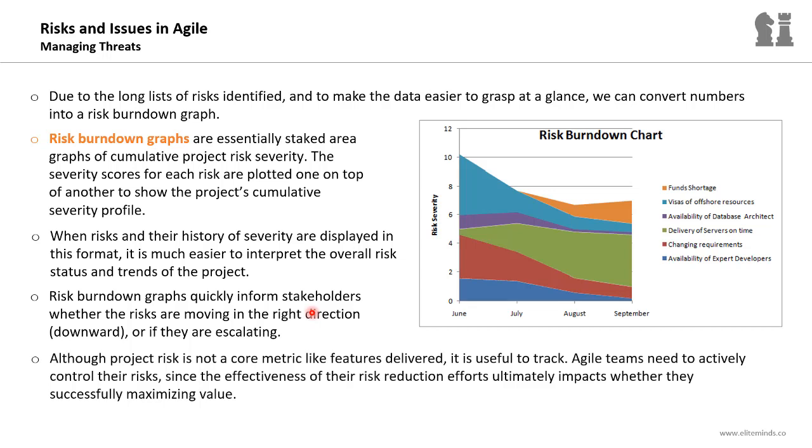Although project risk is not a core metric like features delivered, it's useful to track. We always focus our tracking efforts on the delivered features and user stories, but you need to consider the risk profile in the project. And for tracking as an information radiator, the best tool is the risk burn down chart. Agile teams need to actively control their risks, since the effectiveness of their risk reduction efforts ultimately impacts whether they successfully maximize value in the project or not. So we can manage threats in our Agile projects using the risk-adjusted backlog, the risk severity, and the risk burn down chart.